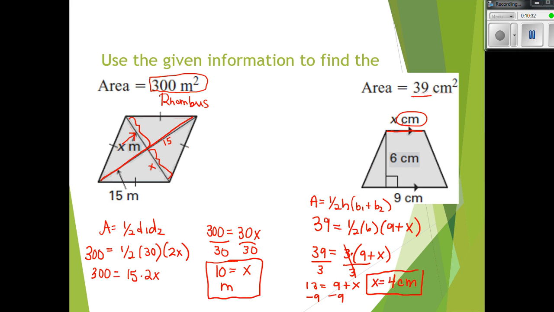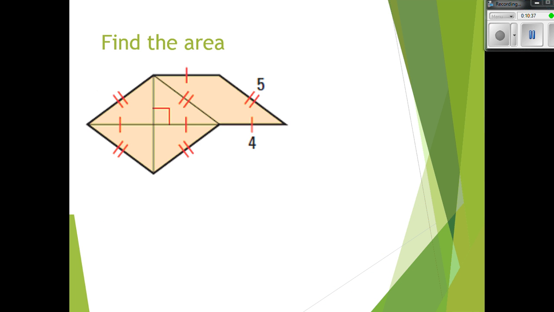All right, so let's do one more problem. This time I have a figure that has multiple shapes inside of it. And so I'm going to first identify the shapes that I have. This shape here is a rhombus, so I need to find the area of the rhombus. And then this shape here looks like a parallelogram.